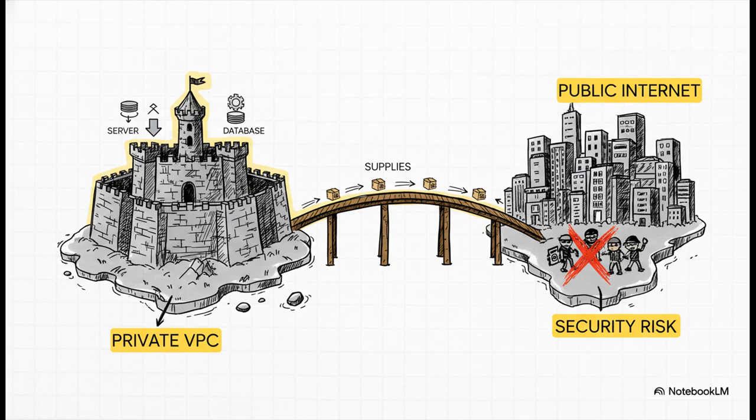I love this analogy. Think of your private VPC subnet as a secure island. It's your fortress. Your resources on that island need supplies from the mainland, which is, of course, the internet. Things like software updates, data from APIs, all that good stuff. But you don't want to build a giant public bridge that lets anyone just wander onto your island, right? Assigning a public IP to everything is like building that bridge. It works, but it's a huge security risk. And that, right there, is the dilemma.